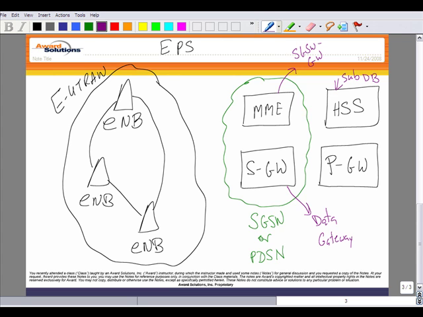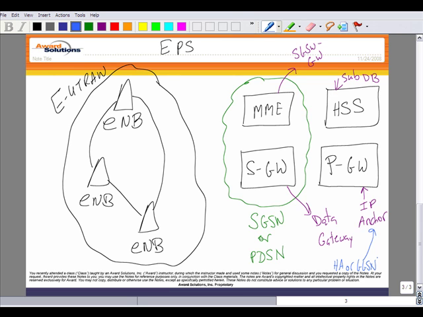The last thing we have is this PDN gateway, or P gateway. The thing that I want you to remember about this is that it is an IP anchor. It'll be equivalent to a home agent or a GGSN in other technologies.